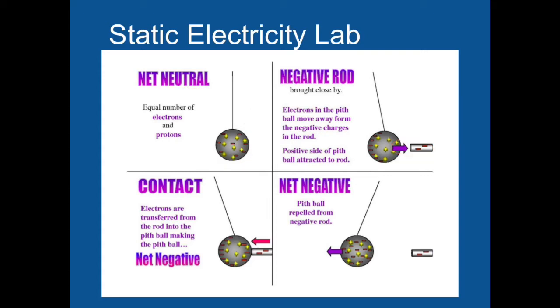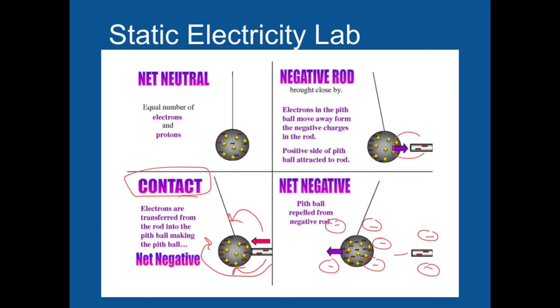Now, if they are attracting each other, like we said, and they eventually make contact with each other, what happens? Well, the negatively charged rod starts pushing some of its electrons onto the pith ball. By doing that, you now make this ball overall a negative charge. And since it's near a negatively charged rod, we know that like charges repel, and you end up getting the pith ball to repel from the rod.